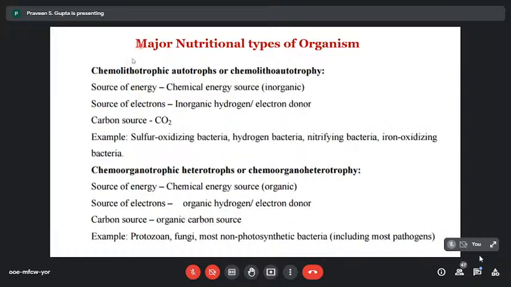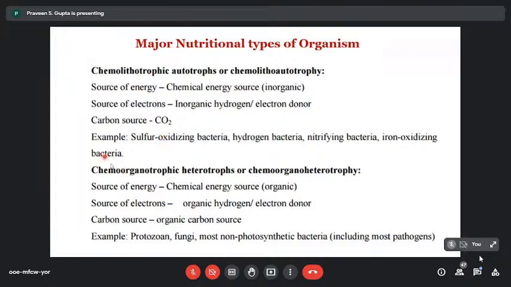So chemolithotroph: chemo is a chemical energy source, litho is an inorganic electron source, and auto means CO2 as a carbon source. The best examples are sulfur oxidizing bacteria, hydrogen bacteria, nitrifying bacteria. See, the examples are very important, because sulfur, hydrogen, nitrifying, iron. I am mentioning this slide because questions are directly asked from here, so I don't want you to miss these slides.